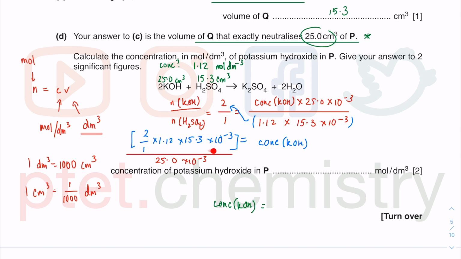I get 0.034272 on my calculator, divided by bracket 25.0, EXP minus 3, I get 1.37088. They want our answer, if you read the question. Of course, you would have read the question from the very beginning, right? So this is to 2 significant figures. We have 1 and 3, 2 significant figures. We look at the third one, that is greater than 5. So this gives you 1.4 mole per dm cube, the unit of concentration, and this is to 2 significant figures as required by the question there.